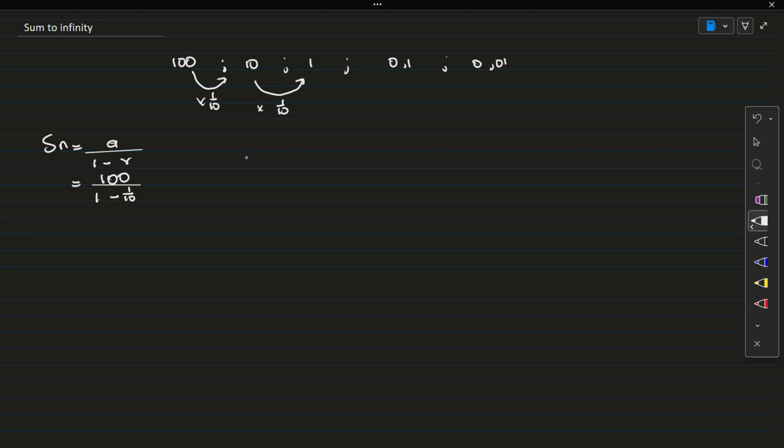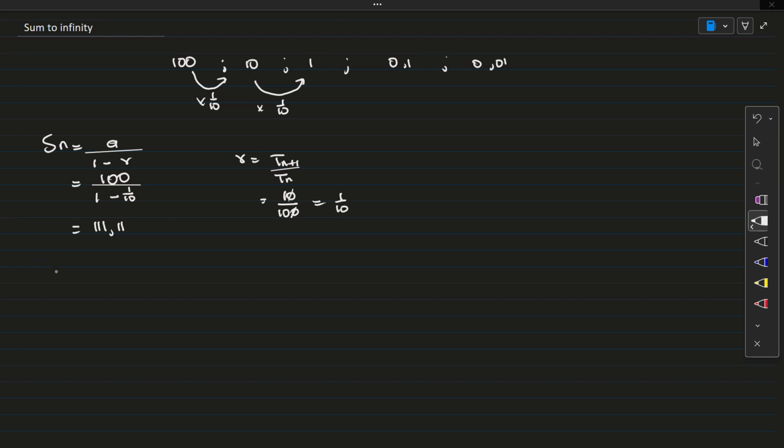So guys, if you forgot, how to find the r is simply Tn plus 1 divided by Tn, which is 10 divided by 100, which is 1 over 10. Then if you simply press this on your calculator, 100 divided by 1 minus 1 over 10, it's going to give you 111.11. So no matter how many terms you add, even if you add 1,000 terms, this is the highest number that you can get. This is the sum to infinity.